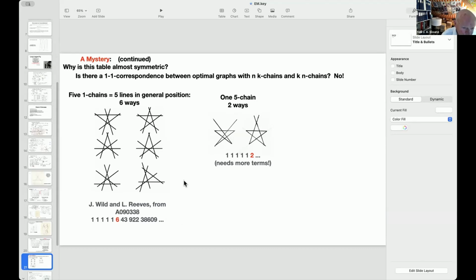And we know 9 terms. Now, on the other hand, if this guess was correct, there would be 6 ways to do 1 5-chain. A 5-chain is basically a pentagram. You go there, and there. But there are only 2 ways to do it. After you've done the trestle table, the intersection point of the other 2 lines is either inside the triangle or outside. So this sequence goes 1, 1, 1, 1, 2, and that's as far as I know it. I asked Jonathan Wild if he knew any more terms, and I'm hoping he'll come up with an answer.